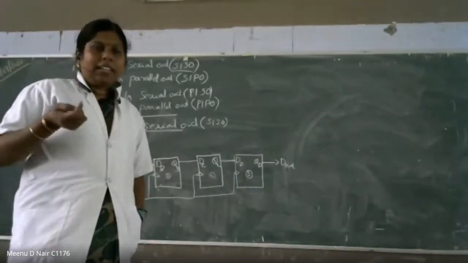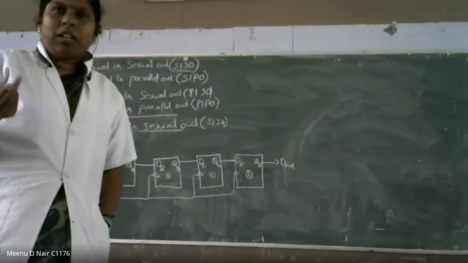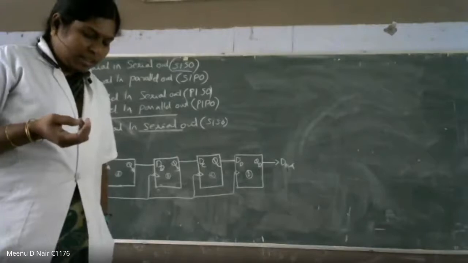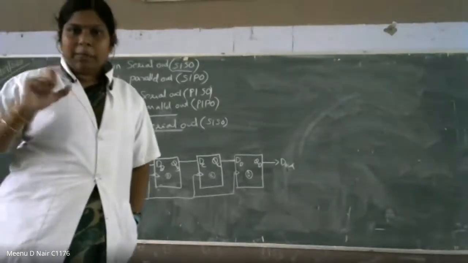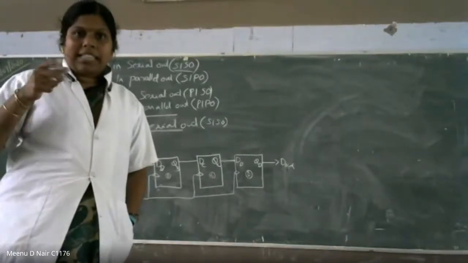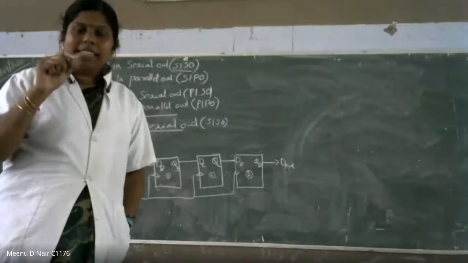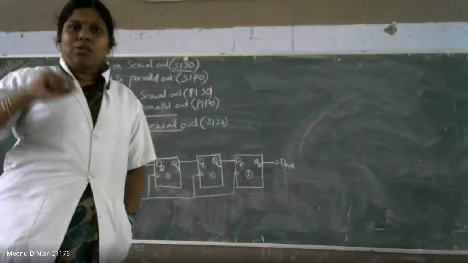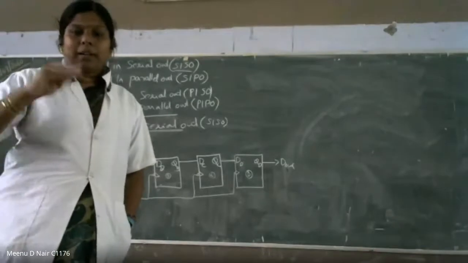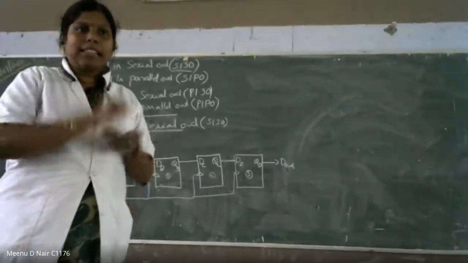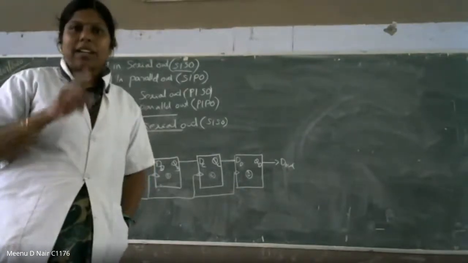But suppose you are connecting a pen drive, there are multiple pin cables, there might be 8 pin or 16 pin cables. That is for the parallel connection. So you can transfer the data fast, because at the same time you can transfer 8-bit data. One byte of data you can transfer at a time.